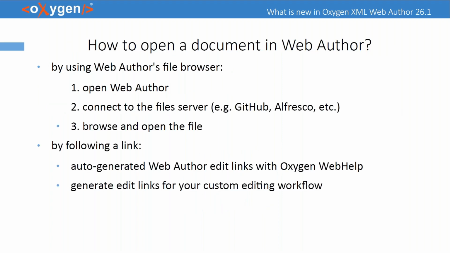How to open a document in Web Author? As I've mentioned before, Web Author doesn't store documents. It connects to various file services. So you can either open Web Author, connect to a file server, let's say GitHub, and then browse and open a file. Or you can open a Web Author link that opens a particular file. For example, an edit link from a site published with Oxygen Web Help.